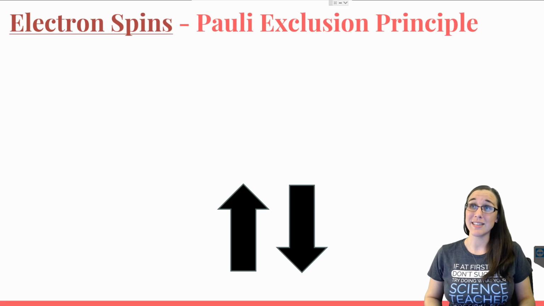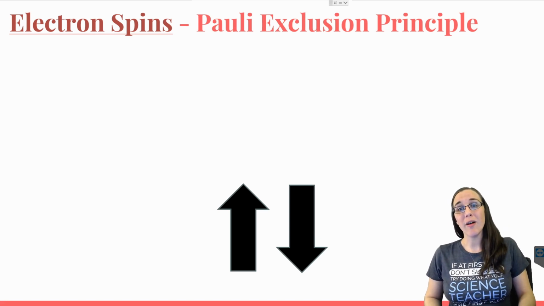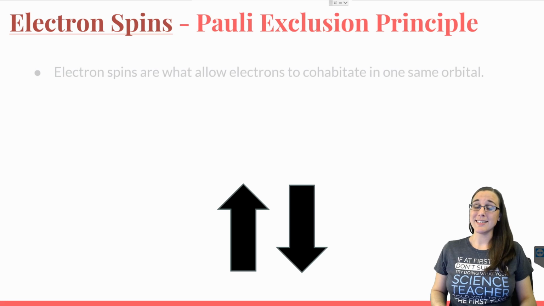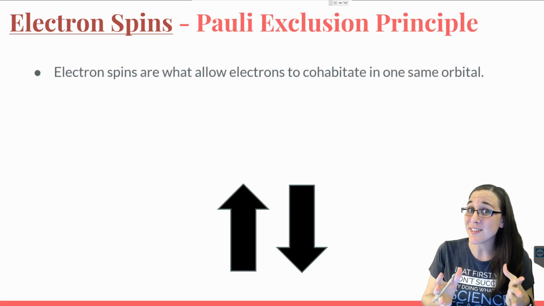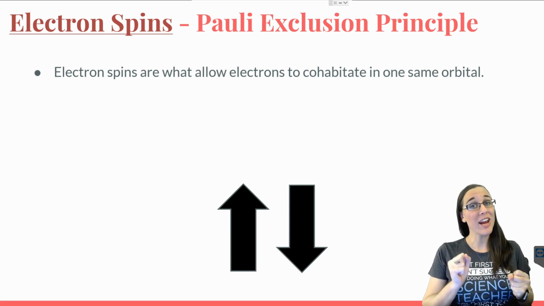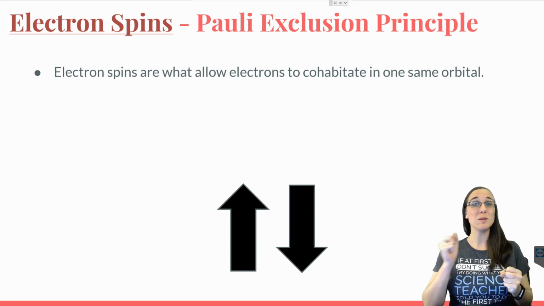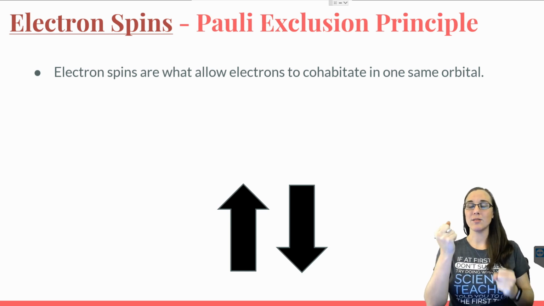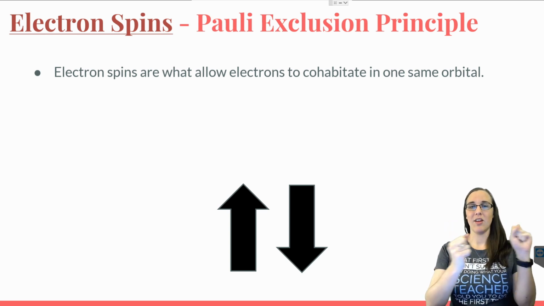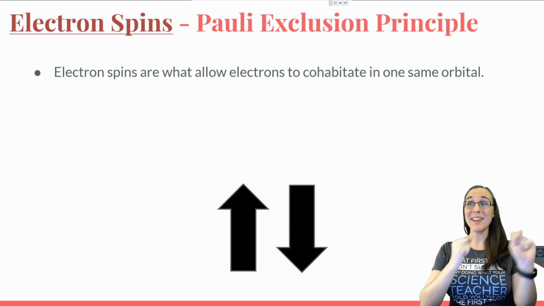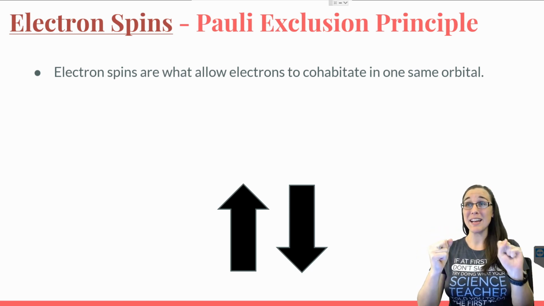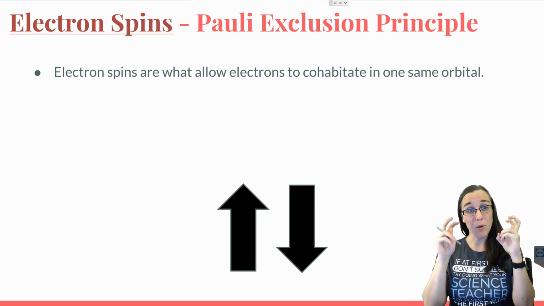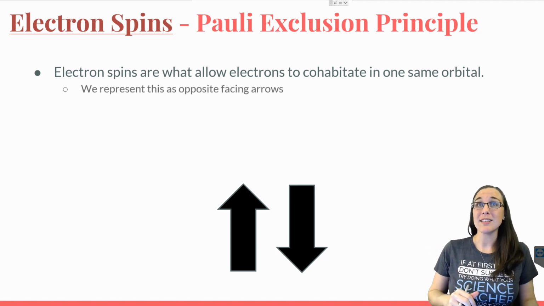When we fill an orbital diagram, we have to fill it according to the Pauli exclusion principle. This implies that electrons spin. So in order for 2 electrons, which are both negatively charged, to tolerate each other's presence, they literally have to spin in an opposite direction from each other. If one's spinning this way, the other one's going to have to be spinning the other way. So it is an opposite spin in order for them to live in the same household, the same orbital together. That's the Pauli exclusion principle.